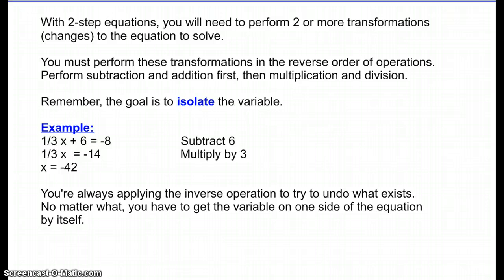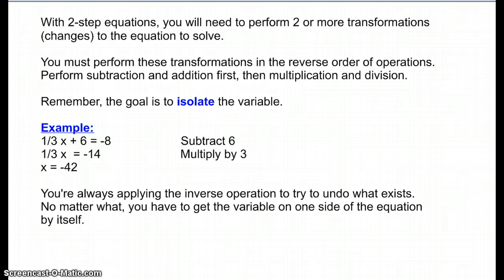In the first example, we have 1/3 x plus 6 equals -8. So the first thing we're going to do is undo that addition on the left-hand side. We want that x term to be by itself. So we're going to subtract 6 from both sides. That results in 1/3 x equals -14. But now we want to know what 1x equals. To do that, you have to undo this multiplication by a third, which is actually dividing by 3.